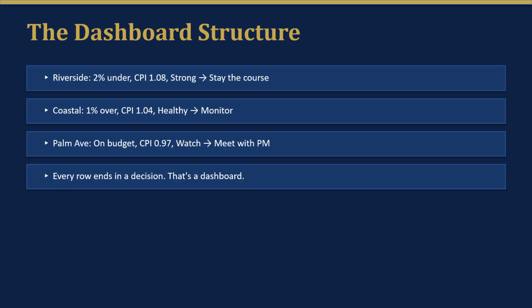Look at this example. Riverside is under budget with a CPI of 1.08. Stay the course. Coastal is slightly over budget, but CPI is strong. Just monitor. Palm Avenue looks on budget, but CPI of 0.97 tells you otherwise, and the retainage is tight. Action: meet with the PM. That's what a dashboard does. It takes 5 minutes to read, and every row ends in a decision.